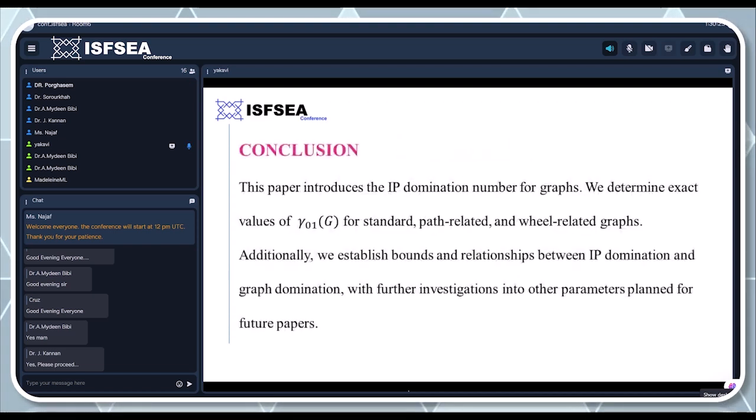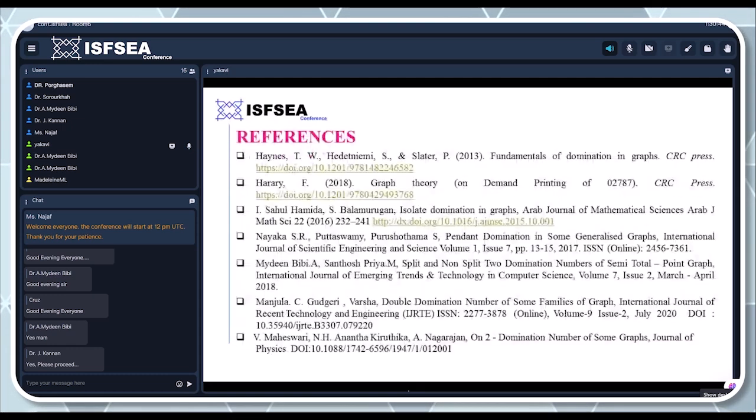So I conclude that this paper introduced the IP domination number for graphs. We determined exact values of gamma 01 of G for standard and path related graphs. Additionally, we established bounds for IP domination and the relationship between IP domination and graph domination. Further investigation of other parameters is planned for future papers. These are my references, and thank you.